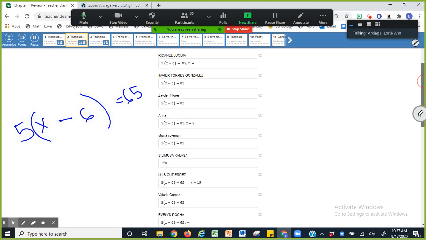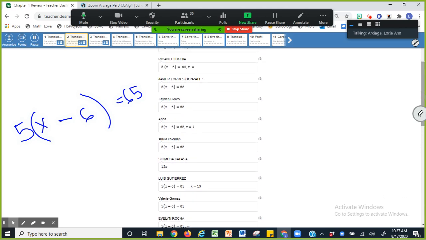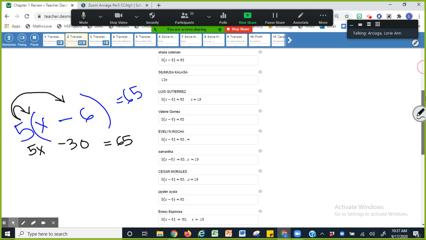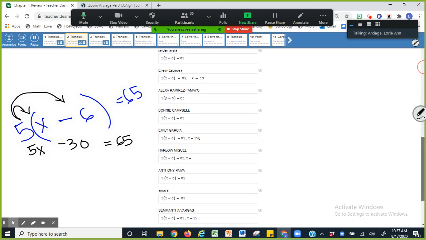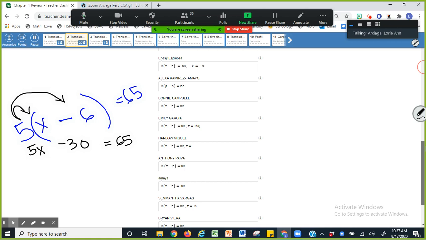All right, I see different answers over here. So maybe we need to go over it together. We distribute the 5 to x and 6. So we get 5x minus 30 is equal to 65. There you go. Okay. And Anna, would you like to share also with the class? Your equations are all correct. You guys want to share with the class so they could see? Because I cannot share your screen for you from my end. You guys have to click on that one.